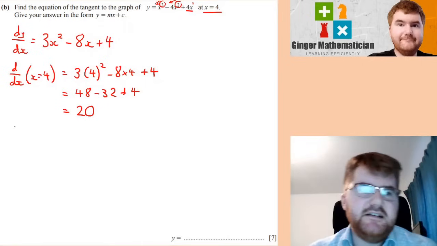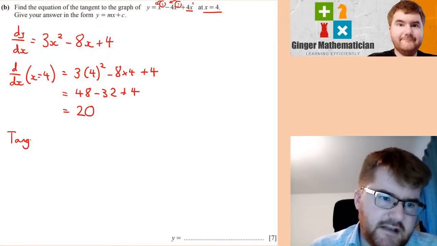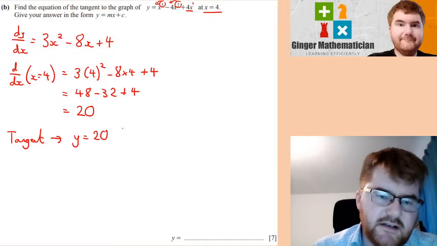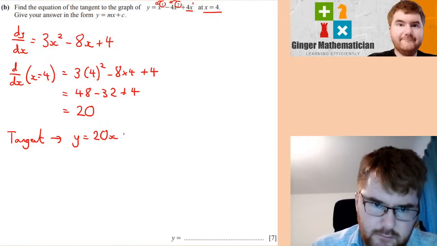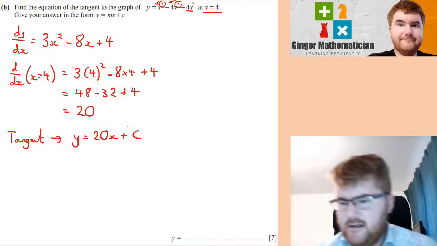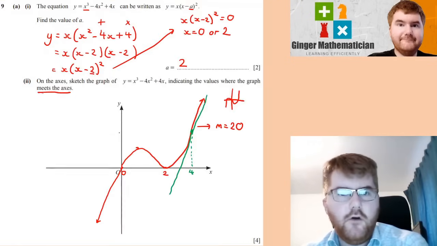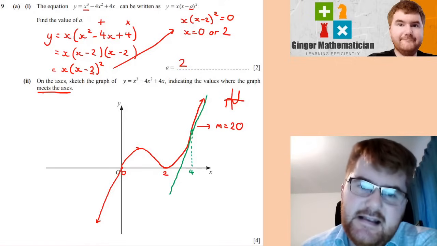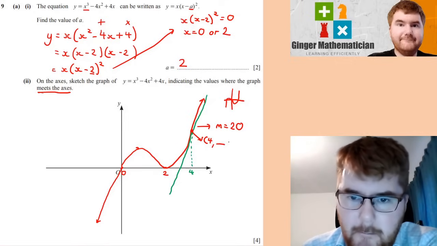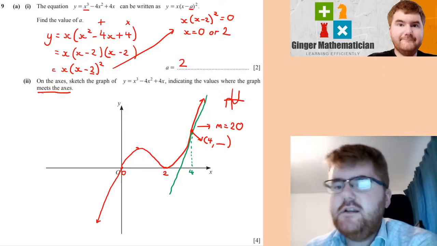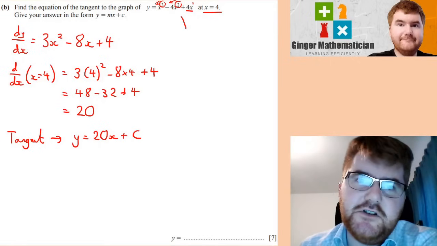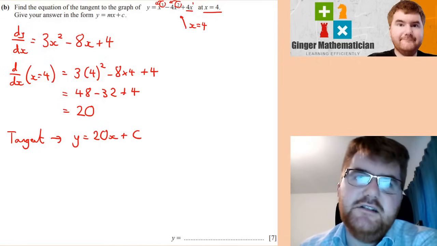Now that means that the tangent line, so I'm going to write the word tangent, has the form y equals 20x plus c. And now we need to work out the y-intercept, this c. Now the only point that we know on this particular tangent line is this point here. We know the x-coordinate is 4, but we currently don't know what the y-coordinate is. The way we can work that out is to substitute x equals 4 into this equation.